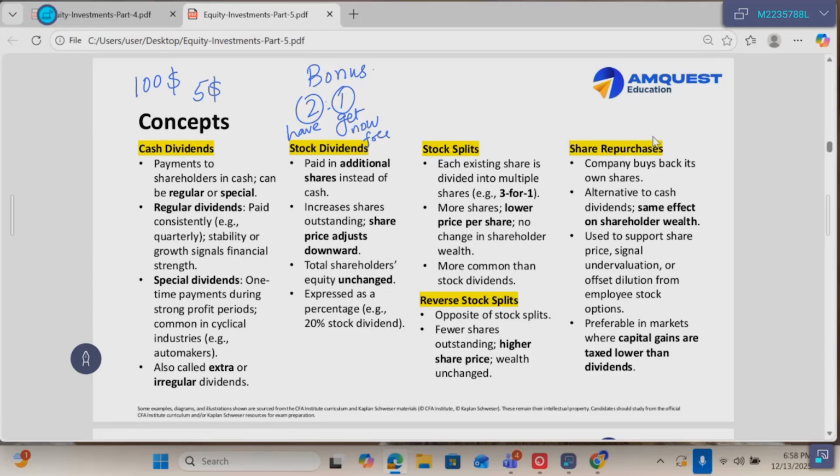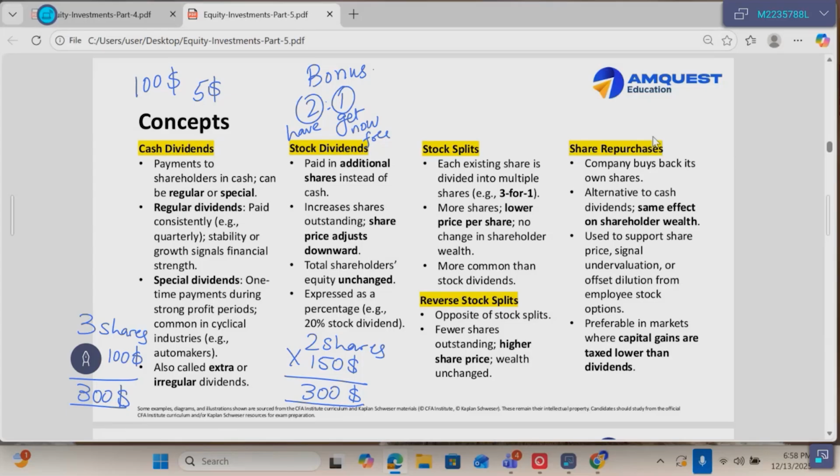So with the increase in the shares outstanding, the share price is adjusted downwards. The total share equity is unchanged. So let's say right now you're holding 2 shares. The value of the share is $150. So total value of your portfolio is $300. If the company is giving you 1 share free of cost in the form of dividend, you will have 3 shares, but the value of your portfolio is going to remain only 300. So that means the share price, current market price, will now become $100.